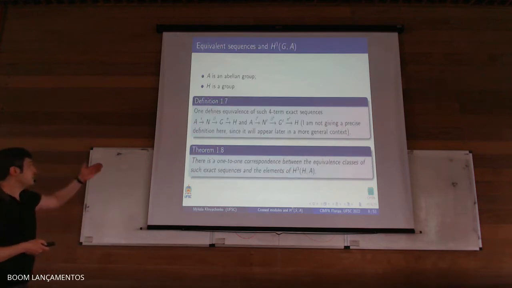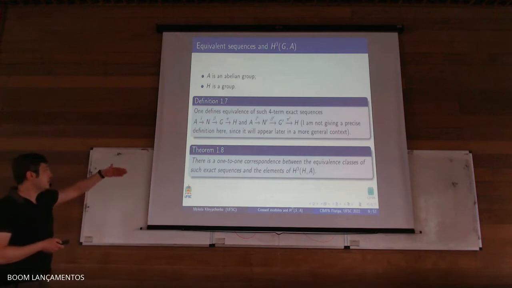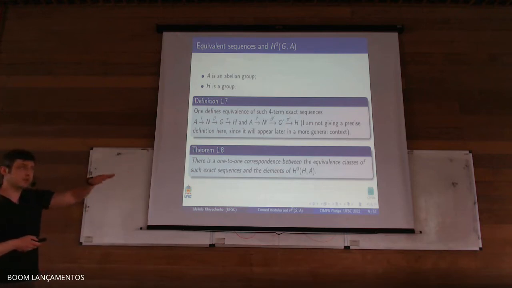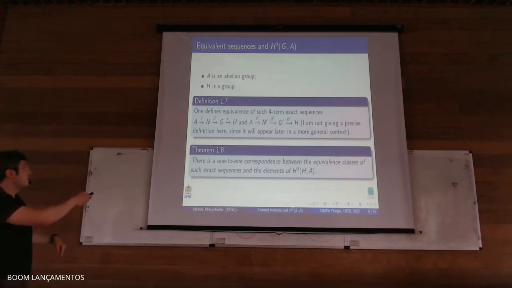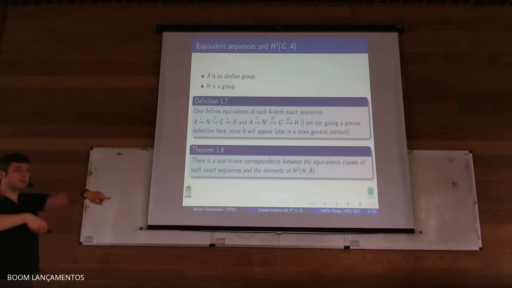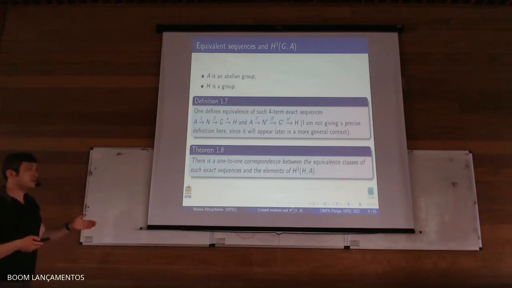Now, you can define equivalence of such four-term exact sequences in a usual sense. In the usual way, you take two sequences, you put them horizontally, then you have identity maps on the first and the fourth terms, and you have two vertical homomorphisms which make this three-square commute. Okay, this is not an equivalence relation, but you can generate an equivalence relation by this relation, and that gives you equivalence of exact sequences.